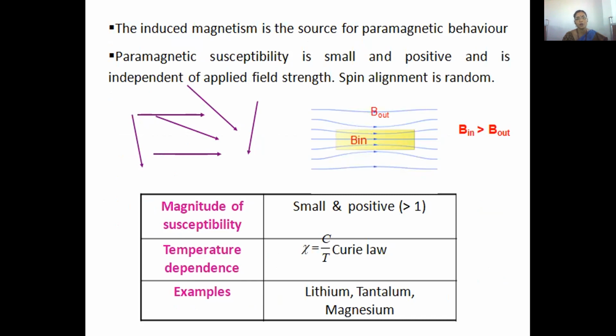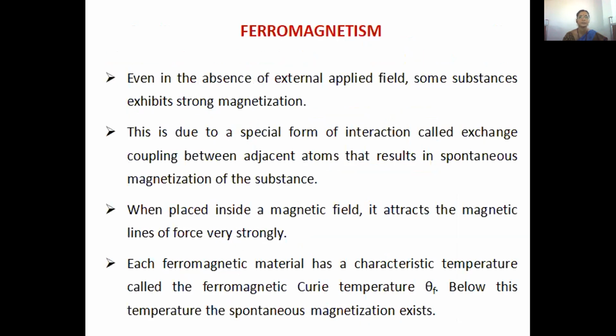If you observe how the spins are aligned here, with the application of a field, the field lines are trying to pass through the material more. Magnitude of susceptibility is small and positive. Temperature dependence, yes, there is a temperature dependence. It is almost inversely proportional: chi equals C by T. Examples: lithium, tantalum, magnesium, some transition metals.